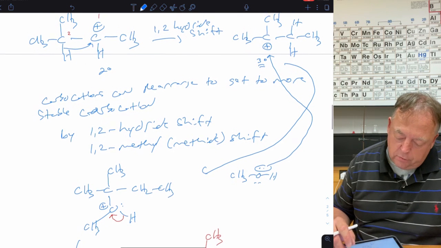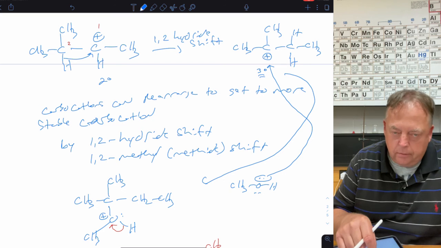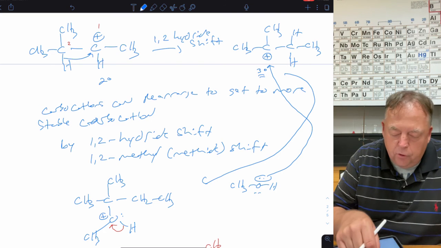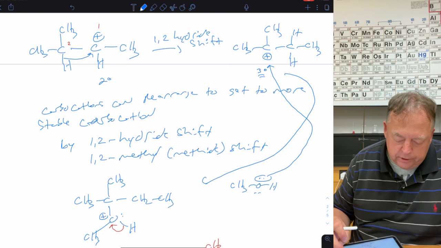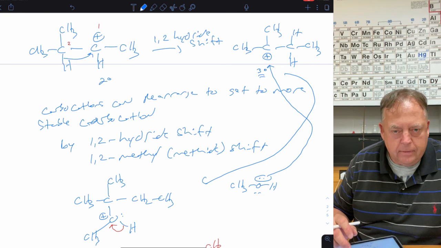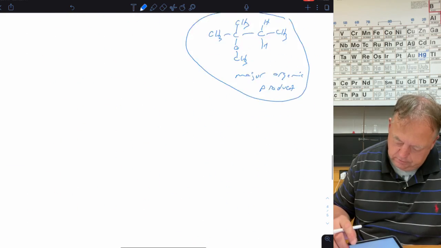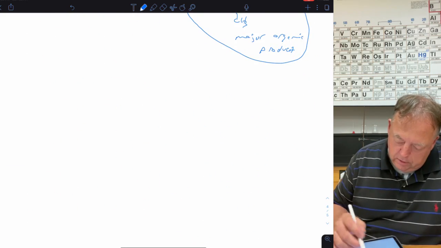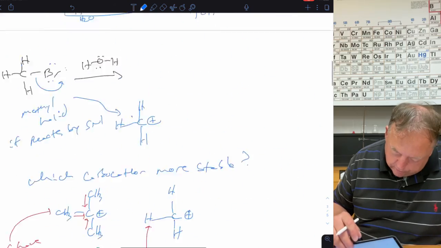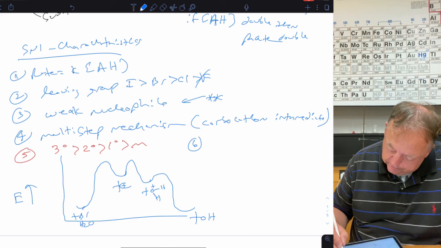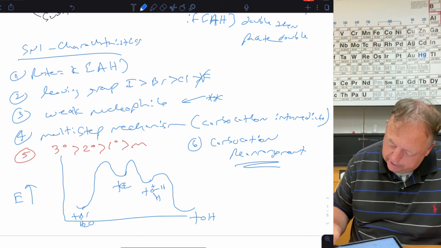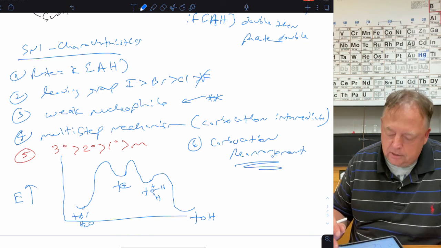So basically they can rearrange by moving a hydrogen from the adjacent carbon over, or you can move a methyl group over as well. It can be more complex than that, but we're going to keep it pretty simple and just look at hydrogens and methyls moving. Okay, so let's see. Go back to our characteristics. So sixth characteristic is carbocation rearrangement that you always have to be conscious of.